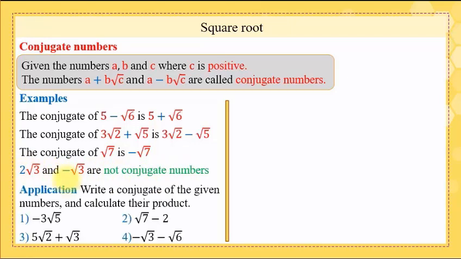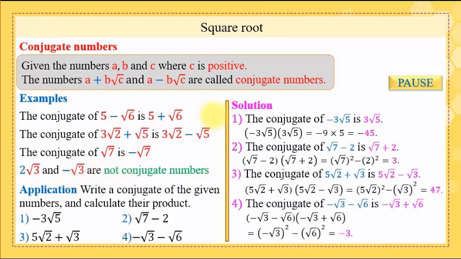Let's start with this application. Stop the video and try by yourself. Okay, what is the conjugate of minus 3 radical 5? It is plus 3 radical 5.